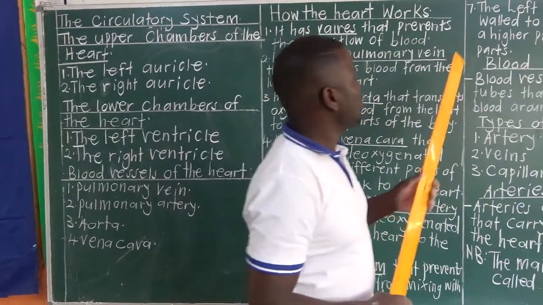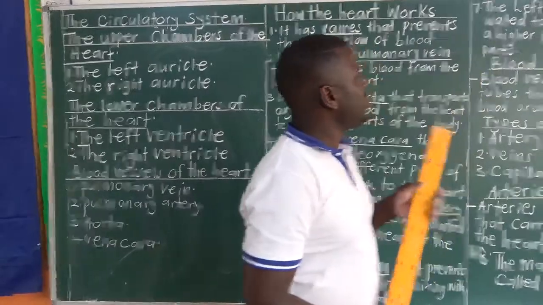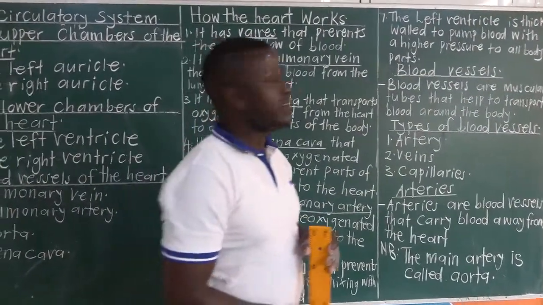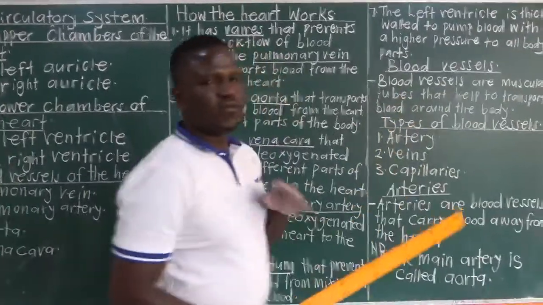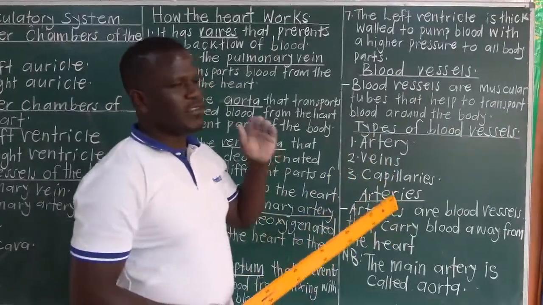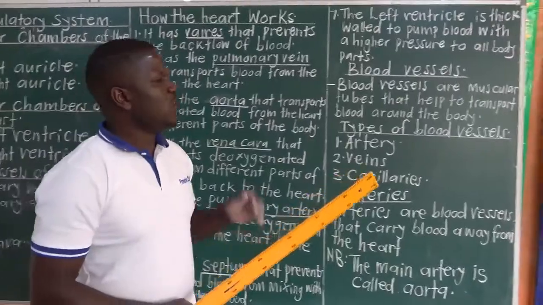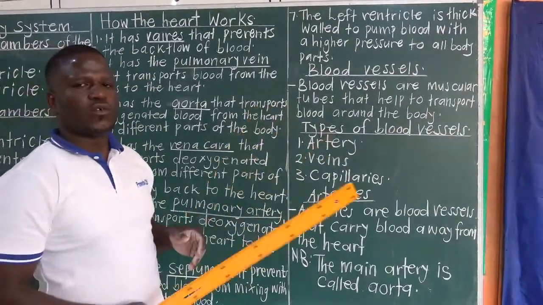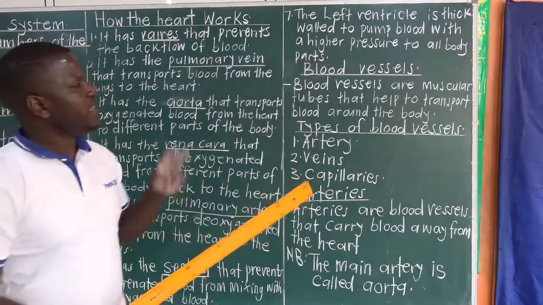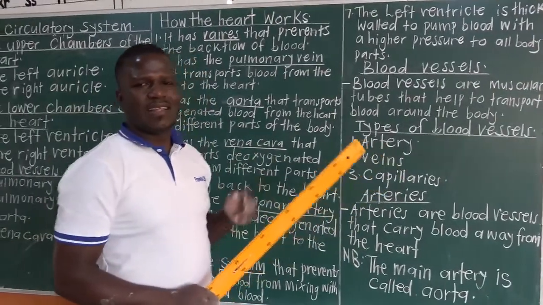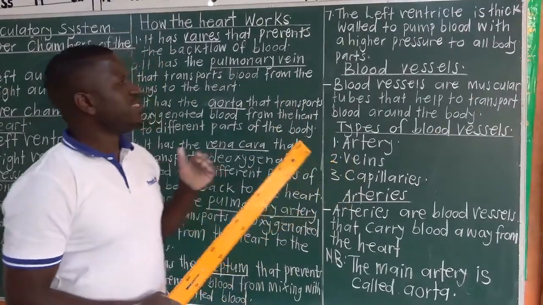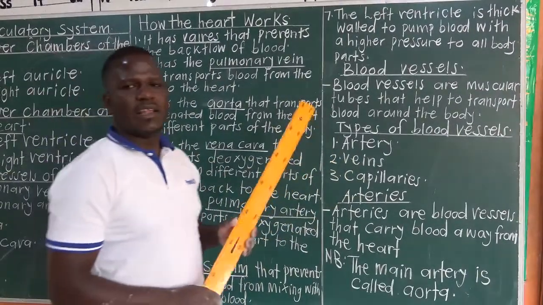Then we have what we call the left ventricle. Remember we looked at chambers of the heart. We said the heart is divided into 4 chambers. We have the upper chambers and the lower chambers. The lower chambers are called ventricles. The upper chambers are called auricles. We have 2 upper chambers, the left auricle and the right auricle. Then we have 2 lower chambers, that is the right ventricle and the left ventricle.